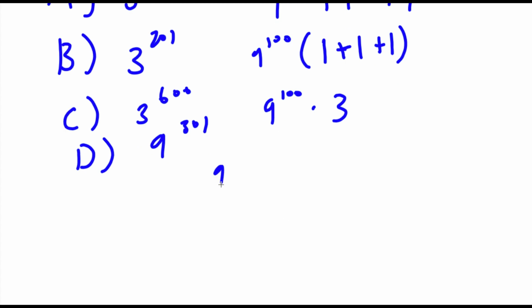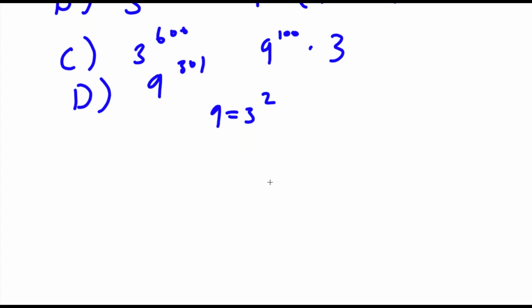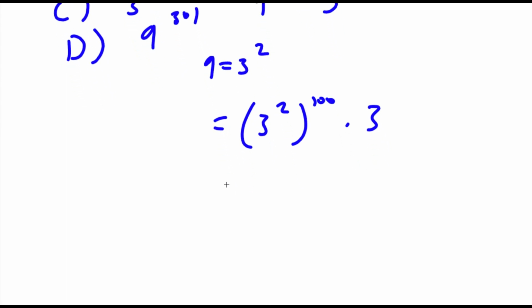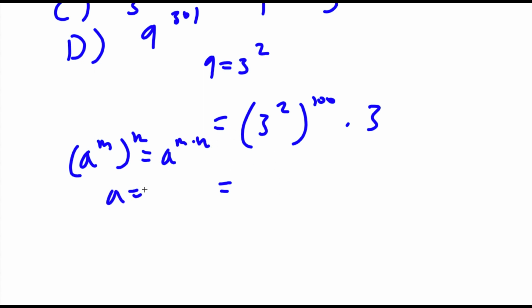Now, 9, this is equal to 3 squared. So now if I substitute in 3 squared for 9, I get 3 squared to the power of 100 times 3. Now, if I have something in the form a to the power of m to the power of n, this is equal to a to the power of m times n. So in this case, a is equal to 3, m is equal to 2, and n is equal to 100.